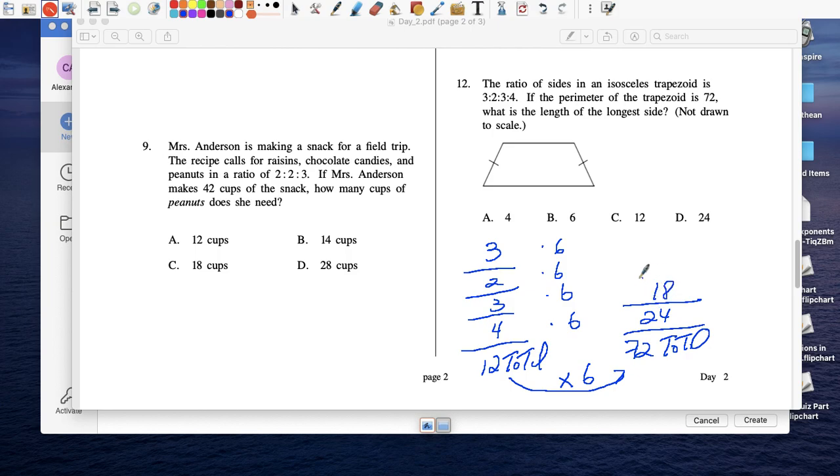The other side would be 18. The other side would be 12. The other side would be 18. So the longest side would be 24.